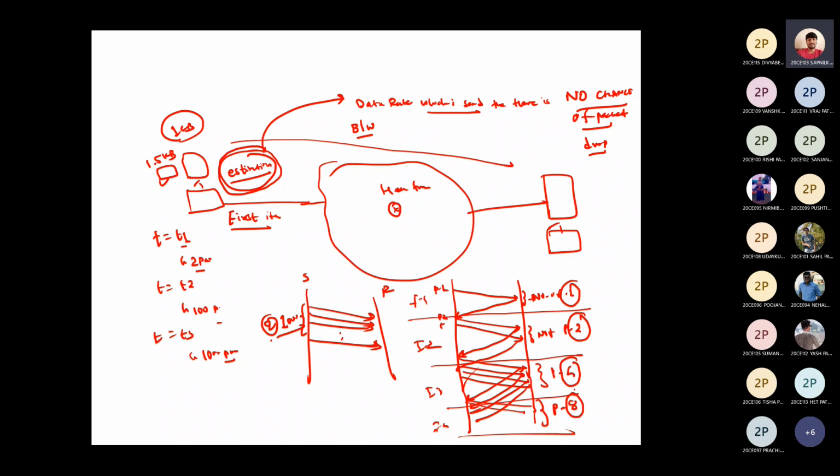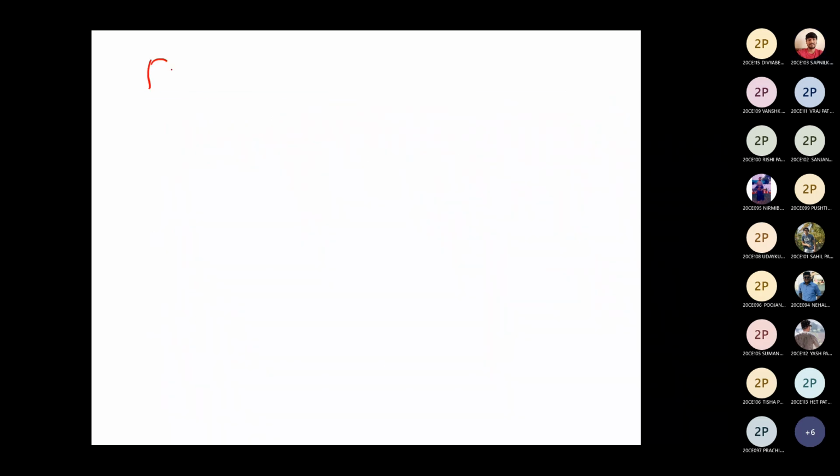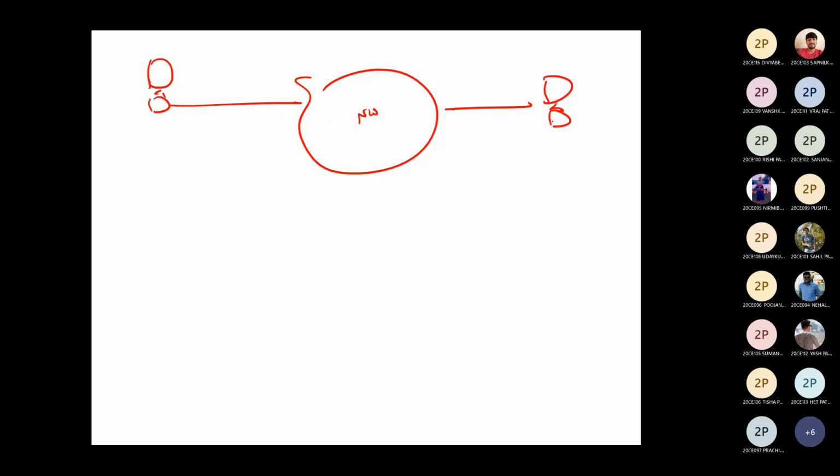Okay. So I'm sending, this is my network. Again, I'm drawing the same diagram to make it clear. In the first iteration, I'm sending 1 packet. There is no packet drop. Second iteration, I'm sending 2 packets. There is no packet drop. Third iteration, I'm sending 4 packets back to back. There is no packet drop.